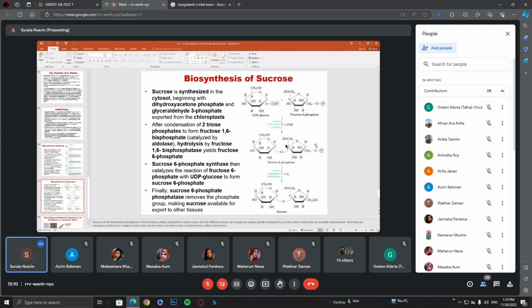Next step, we have to remove the phosphate group from carbon number 6 of sucrose 6-phosphate, and that is done by the enzyme sucrose 6-phosphate phosphatase. Phosphatase is the enzyme which removes the phosphate group, and after that reaction we get the disaccharide sucrose. Glucose and fructose are linked by a 1,2 glycosidic bond.